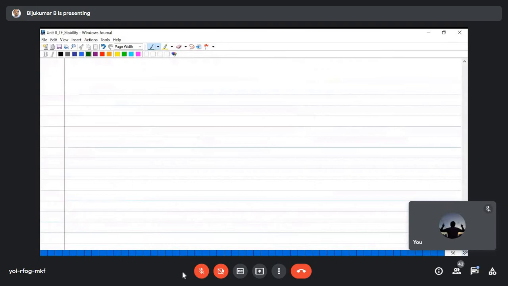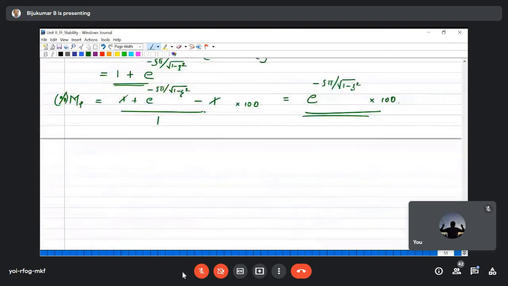So if you know the damping ratio of a particular system, you can find all the parameters, rise time, peak time, even peak overshoot also. So if I increase, now you will see what happened to the MP. If zeta increases, what will happen to the percentage overshoot? From this relation, will it decrease or increase?